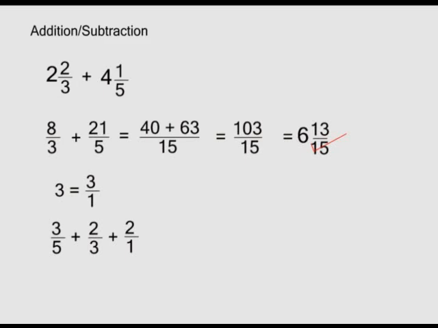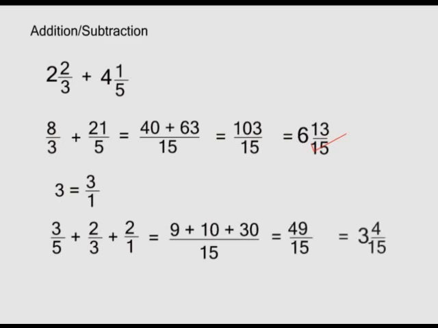LCM of 3, 5 and 1 is 15. 15 divided by 5 is 3, times 3 is 9. 15 divided by 3 is 5, times 2 is 10. 15 divided by 1 is 15, times 2 is 30. So we have 49 over 15, which is equal to 3 and 4 over 15.